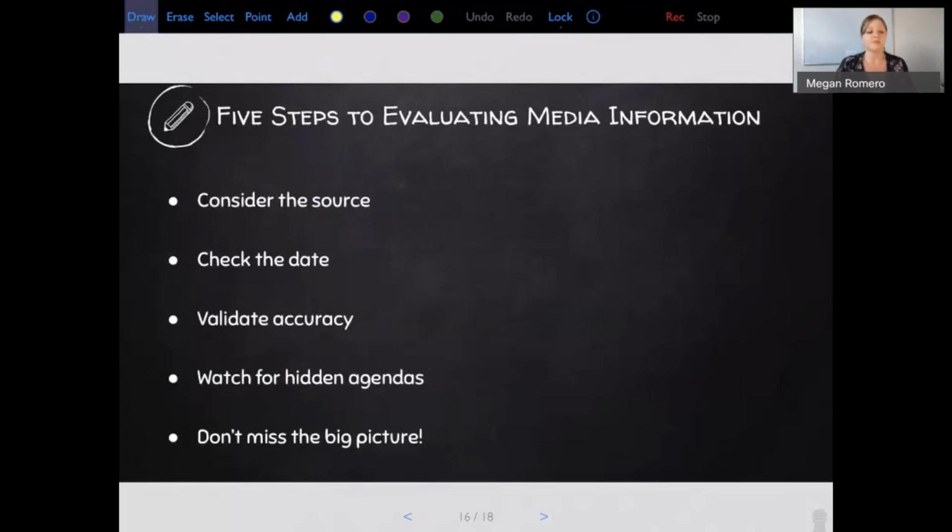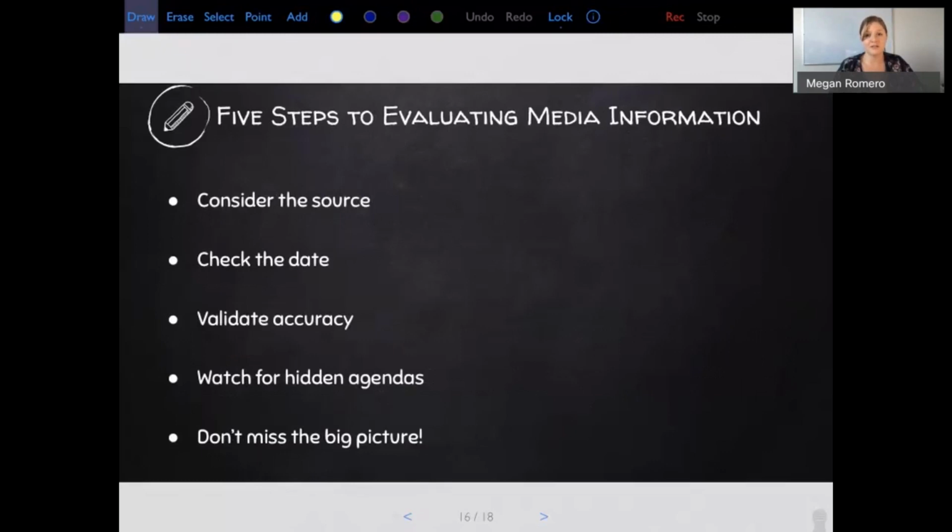Okay. 5 steps to evaluating media information. And really, I think this could be true for any type of information that you're reading or taking in. So first, consider the source. Is it something that's credible? Is it clickbait? Where did it come from? Consider the date. Is it recent?